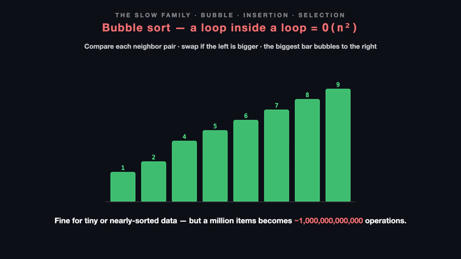For a tiny list, these are totally fine. On data that is already almost sorted, insertion sort is genuinely fast. But turn them loose on 1 million items? That is 1 trillion operations. This is the quadratic trap, and it is murder at scale. We need a fundamentally better idea.